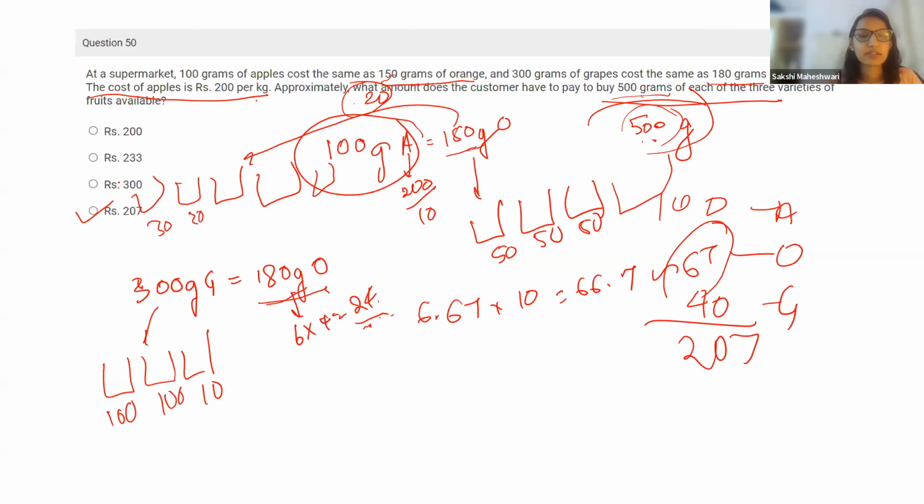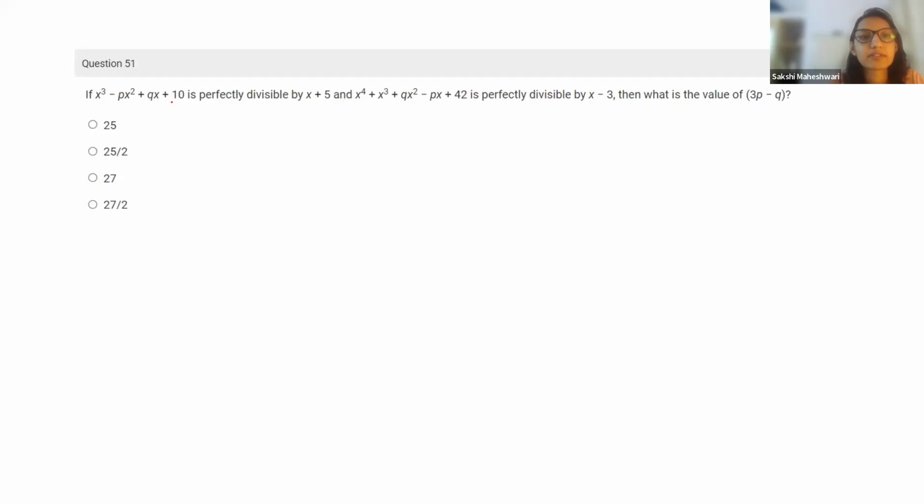Let's move on to the next question now. This is x cube minus px square plus qx plus 10. This is divisible by x plus 5 and this is divisible by x minus 3. So this is very simple. You just have to substitute x equals minus 5 here and x equals 3 here. These are the questions that you need to do in your first go. In 2-3 minutes you need to complete those.